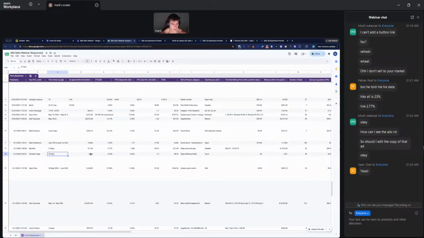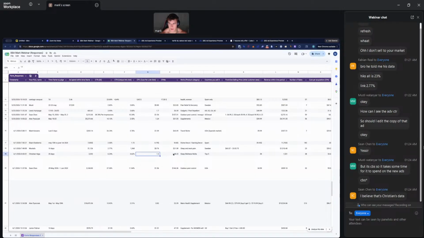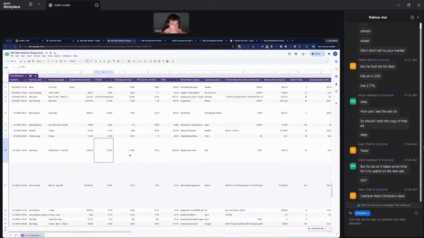What's up? All righty, Sean. 20 days, 2K in spend, 6.4% CTR all, 3.6% CTR link, 1.3 CPC. You're right, dude, thank you. 3.1K, 27% CTR all, 11%. Holy shit. Oh my God, dude. What an interesting set of data.